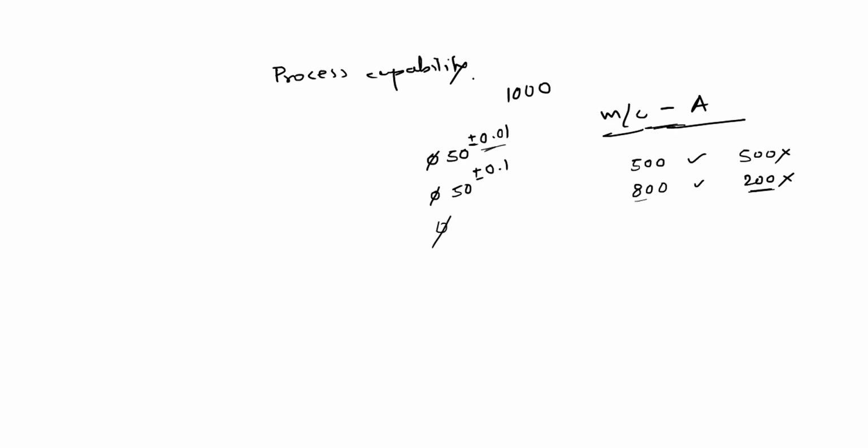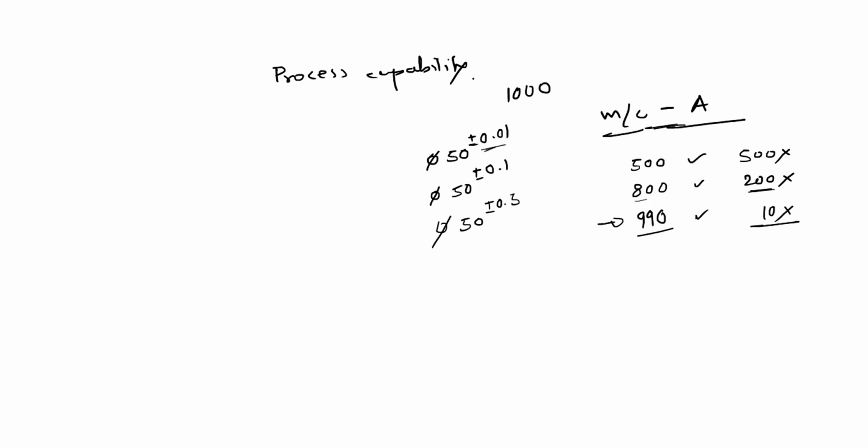It is only loss. So then the person has increased the tolerance again to, let's say, 0.3. He has made it a 0.3 tolerance. And then he found that out of 1000, 990 parts are getting produced accurately and only 10 parts are getting rejected. So this is a pretty good process.